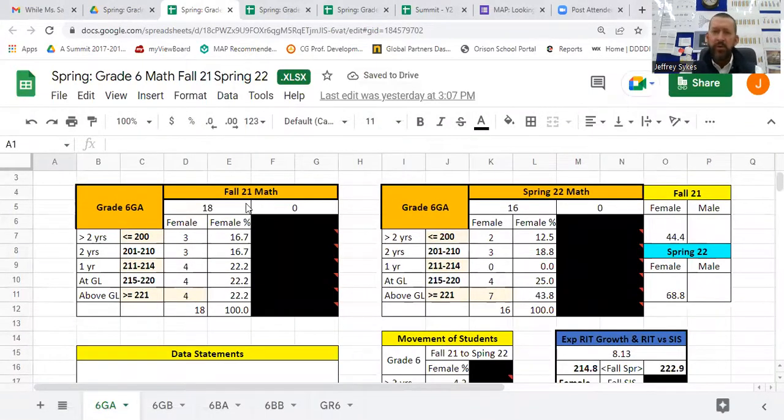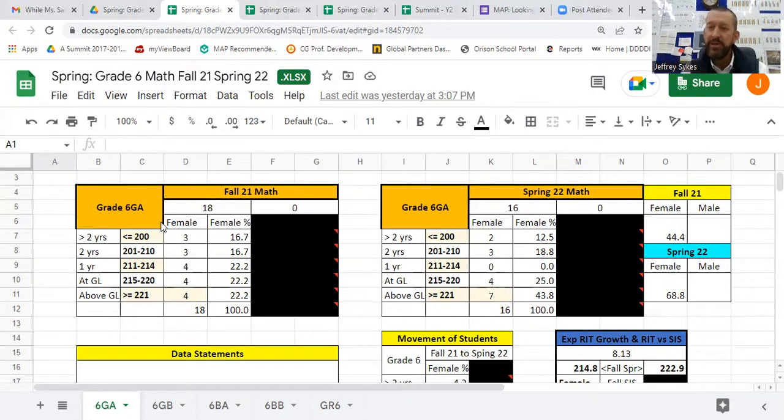So really what we're looking at today is from fall to spring, okay? Students who are 2 or more years below grade level expectancy, where they were in the fall compared to how many students are 2 or more years below grade level expectancy in the spring, right? Again, where they were 2 or more years below grade level expectancy in the fall. These are the students that we probably have more concerns with. We understand that we have to connect with them more to bring them up to the top, right?